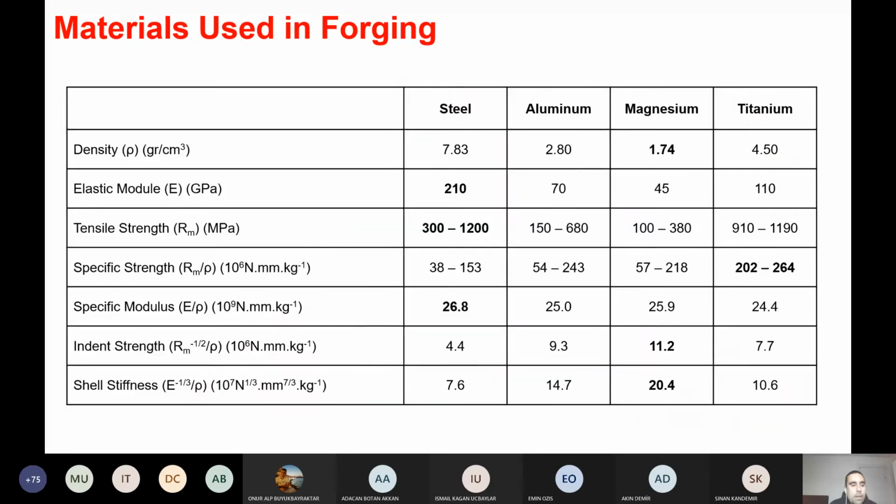You will also see some numbers here. When we look at the material properties, we see the lightest material among these four is magnesium, and the elastic modulus, or stiffness, is highest with steel, of course. But when we look at the specific strength, so tensile strength per density, here titanium shows the best performance. And concerning indent strength or shell stiffness for sheet parts, again these are the specific values, I mean per density values, magnesium is the best option to use there. Wheels on the cars: magnesium gives the best strength versus weight ratio.